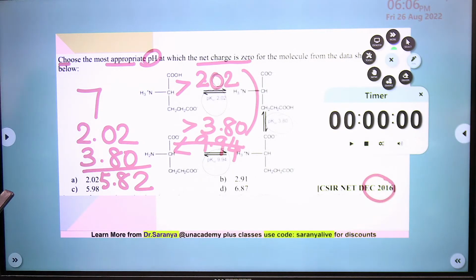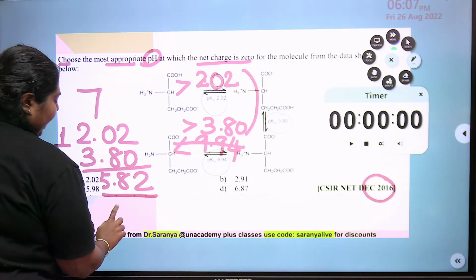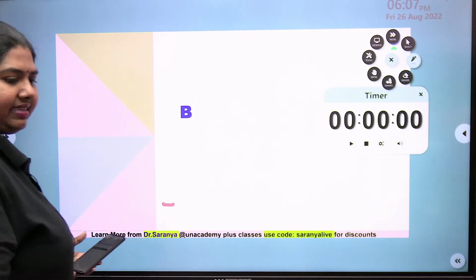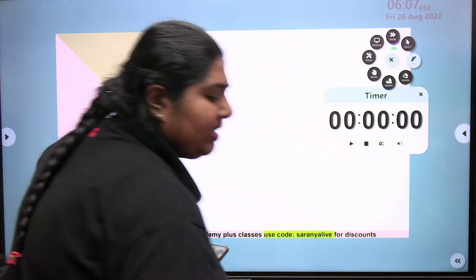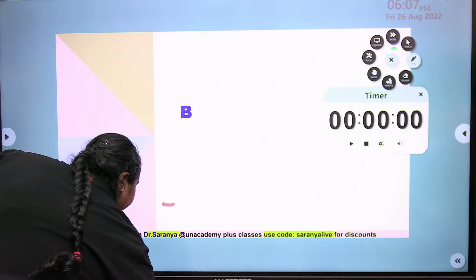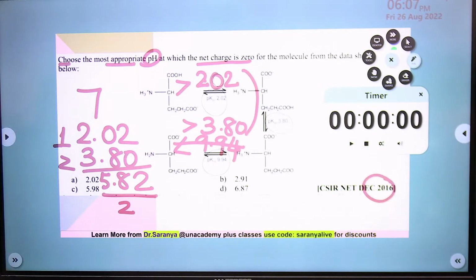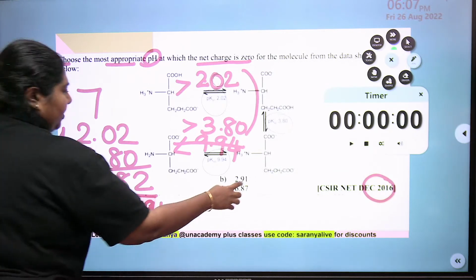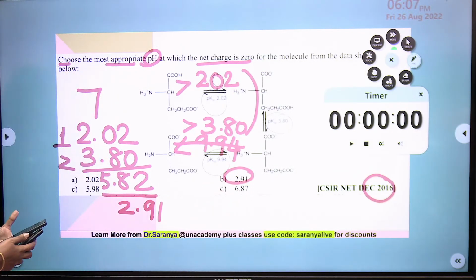5.82. So, this is going to be your pKa 1 and 2, you just take an average. 2 2s are 4, remainder 1. 9 2s are 18. 2.91. Hence, B is going to be the correct answer.